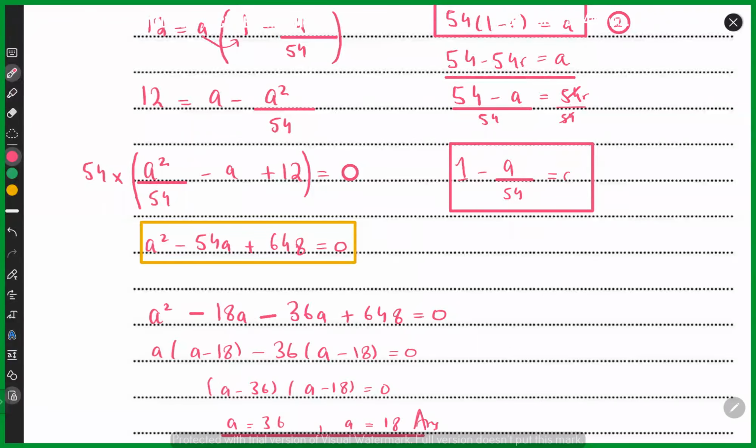Hmm? Oh, I had reduced the 54 and 648 maybe. That's why I made a mistake there. So you did this by factorization? I did reduce 54 and 648 to find the common factor of 54 and 648.